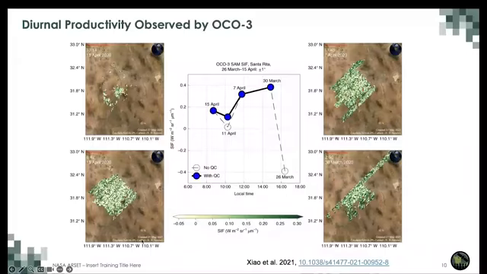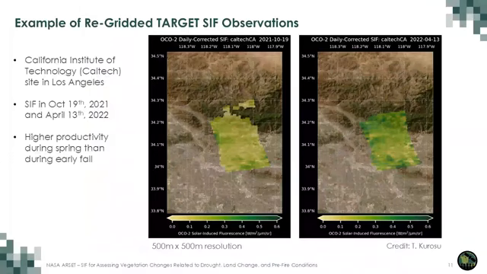This shows an example of a SIF diurnal cycle observed by OCO-3. This is over Santa Rita, California. Although the observations at different times of the day were collected across multiple overpasses, the pattern generally shows higher productivity during the noon and early afternoon, while lower productivity during the early morning and the late afternoon.